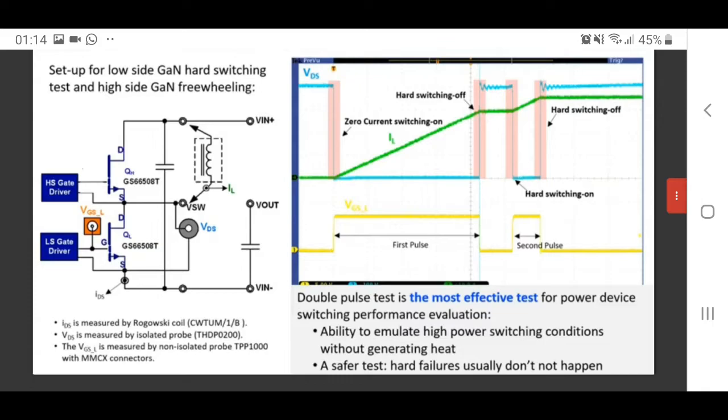Please look at the waveform on the right. During one double pulse test, one zero current switching on, one hot switching on, and two hot switching offs will be performed on the low side DUT.